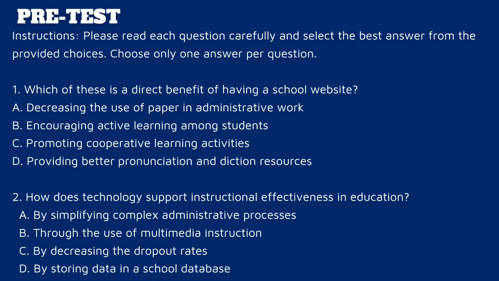Which of these is a direct benefit of having a school website? Again, which of these is a direct benefit of having a school website? Letter A, decreasing the use of paper in administrative work. B, encouraging active learning among students. C, promoting cooperative learning activities. D, providing better pronunciation and diction resources.